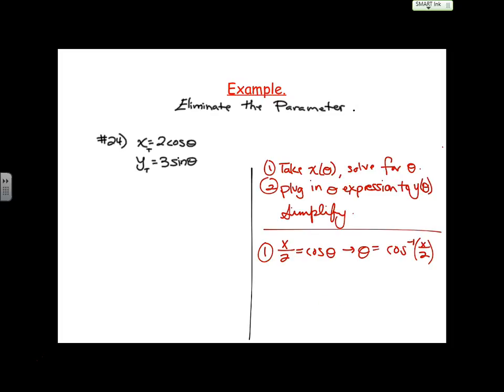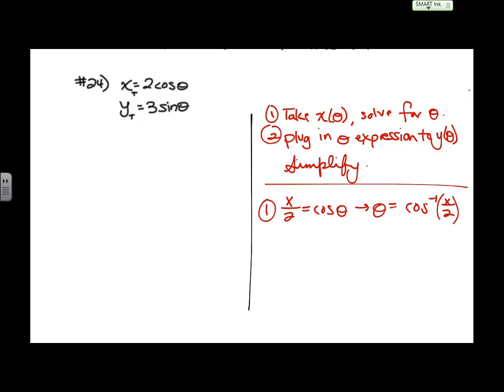I'm going to go ahead and zoom in over here. I'm trying to still let you guys see the equations in the top left hand corner. Then, step number 2, we would take what theta equals, which we have right here. We would plug theta into the y equation. We would have y is equal to 3 sine of cosine inverse of x over 2.